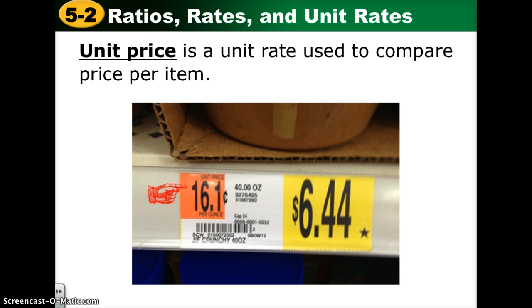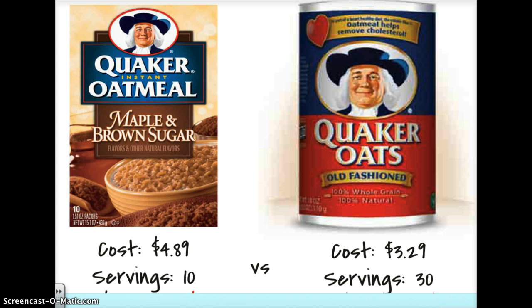Unit price is a unit rate used to compare price per item. Some stores, like this label, will show you the unit price per ounce or per unit on the label itself. This allows you to compare different sizes, different brands, and see which one's the best deal for you. If we wanted to compare unit price of these two items, we would take the cost divided by the number of servings. So right now we have $4.89 divided by 10. Over in the Quaker Oats Old Fashioned, $3.29 divided by 30.